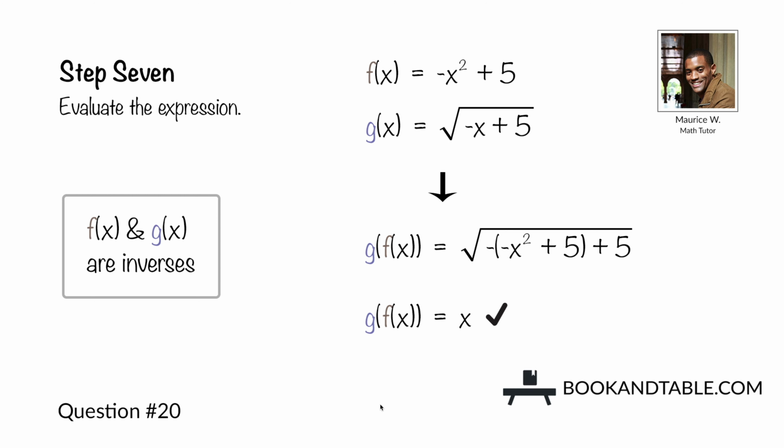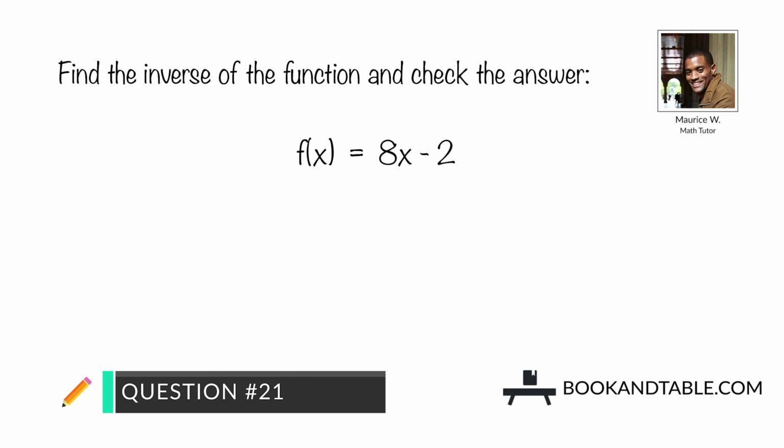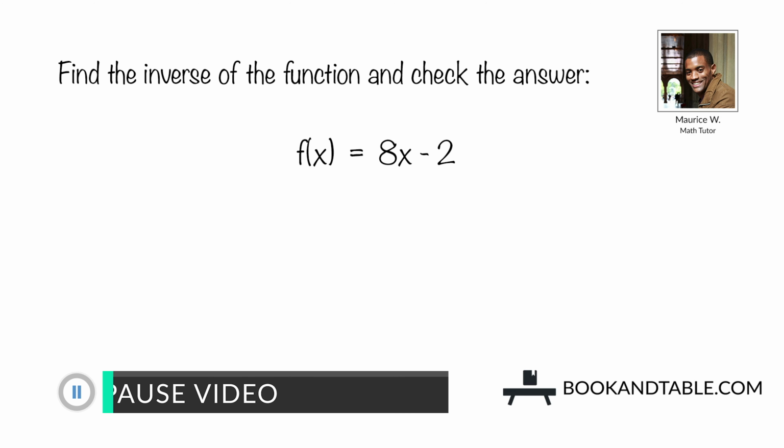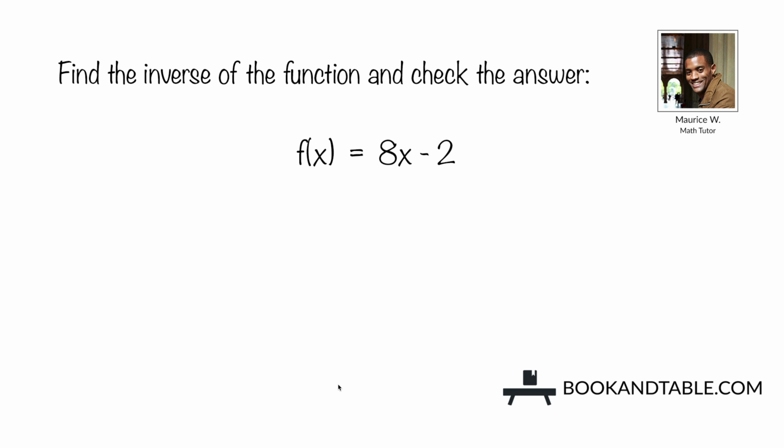So that is the answer to question number 20. Let's now have a look at question number 21. Find the inverse of the function and check the answer. And we're given f of x is equal to 8x minus 2. Pause the video, answer this question, and then press play when you are ready to begin.